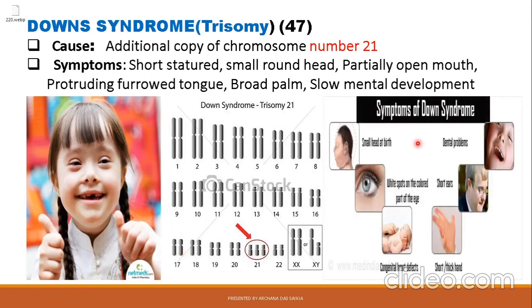Then some more symptoms, with pictures here. They have dental problems, short ears, a short thick hand, congenital heart defects, white spots, and a small head at birth. And then especially the palm, the hand: when you look at it, they have very abnormal creases. Their creases are not like those of normal individuals.